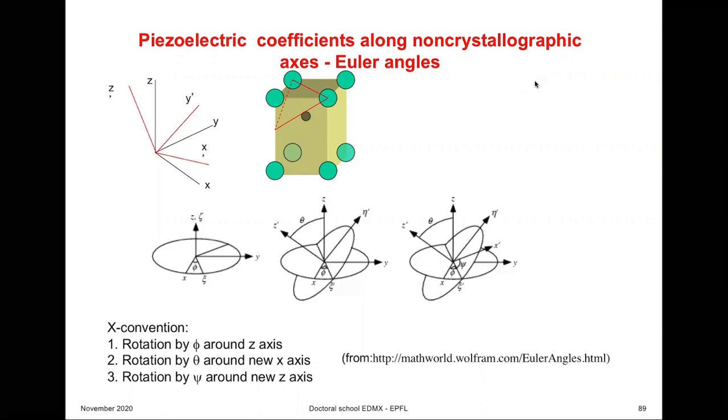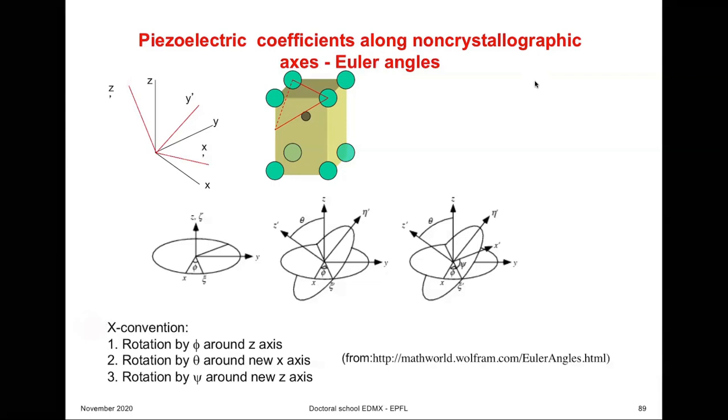How can we do this? How can we go from one coordinate system to another? Well, you know this from your physics and mechanics courses. You use Euler angles to go from one coordinate system to another, or, equivalently, to rotate a body in the same coordinate system and look at it under a different angle. So the crystal rotation can be described by Euler angles, and I will use here the X convention.